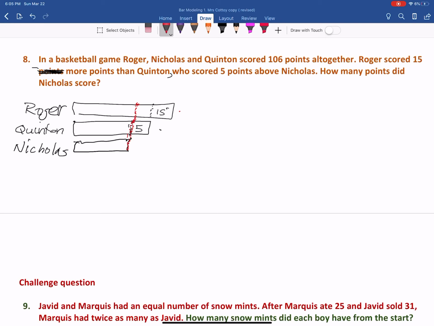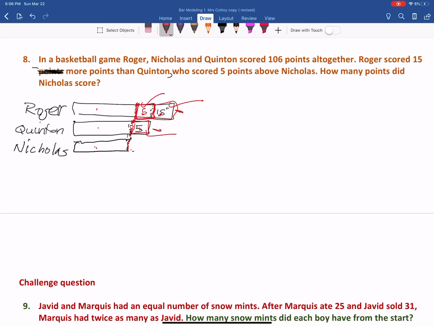What is the difference between Roger's and Quinton's? It's 15 more. But what's the difference between Roger and Nicholas? It's 15 plus 5. Alright, this part here represents 5, so this part here represents 5 as well. And this is where some people would have left out. So all the extras are the 5 here, the 15 here, the 5 there. You take out the extras and then you have 3 equal parts.